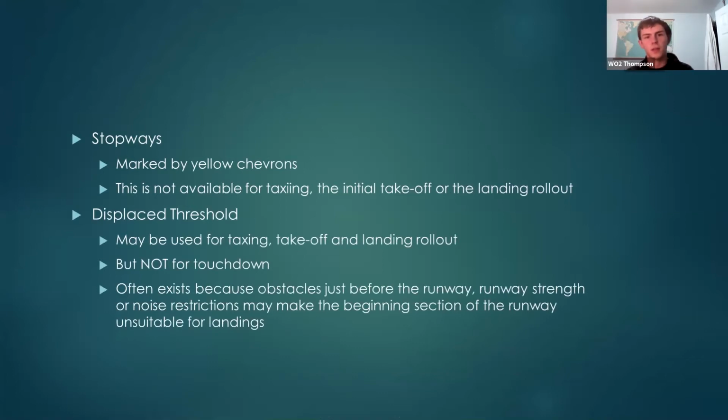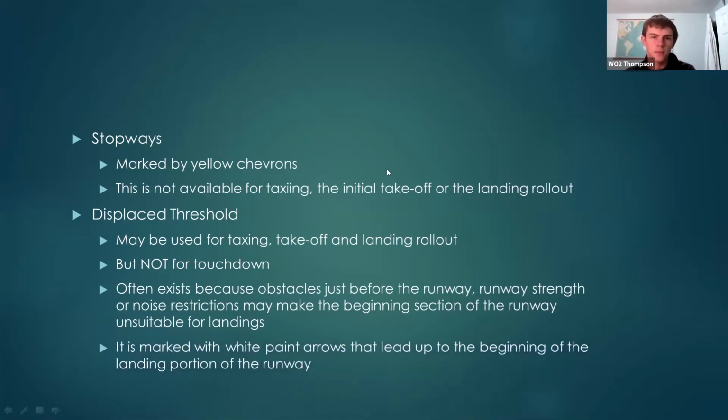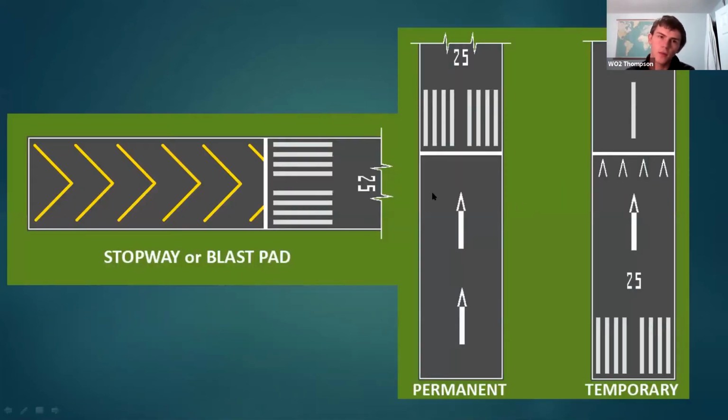Displaced threshold, it can be used for takeoff, but not for touchdown. And it would be because of obstacles or a mountain or trees or something. So yeah, stopway is like an extra, additional area to stop at the airport. You can have a temporarily moved threshold marking. That's just indicated by little lines on the ground.